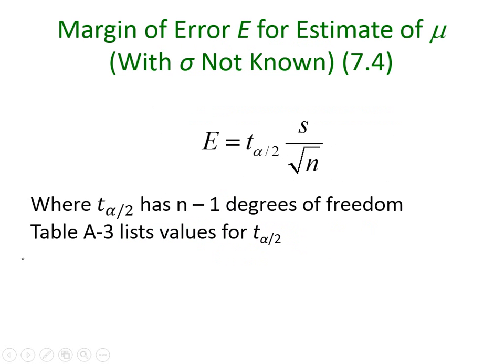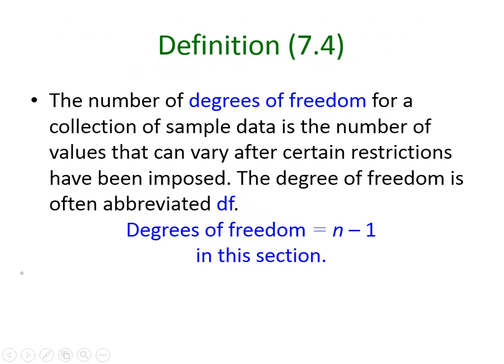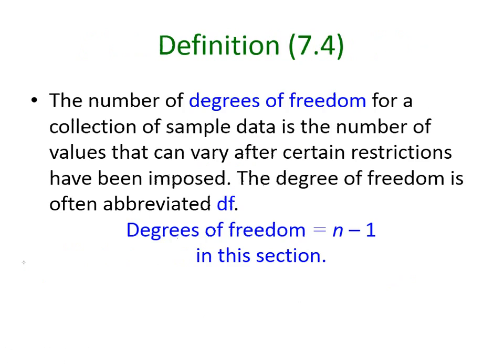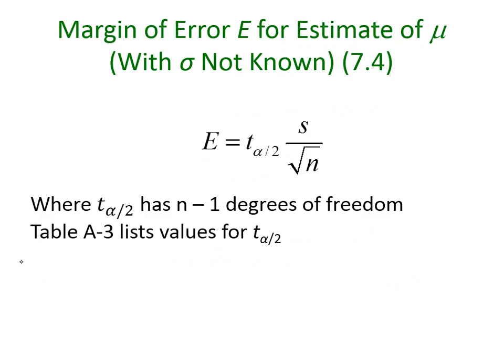Now, if I rearrange my t-distribution, where x bar minus mu, the sample mean minus the population mean, is my margin of error, how far off I'm going to be, then to figure out that margin of error we take the t-score, the student t-distribution of alpha over 2, times the standard deviation of the sample divided by the square root of n, where the t of alpha over 2 has n minus 1 degrees of freedom. And we'll have to look at table A3 to figure out what those scores are.